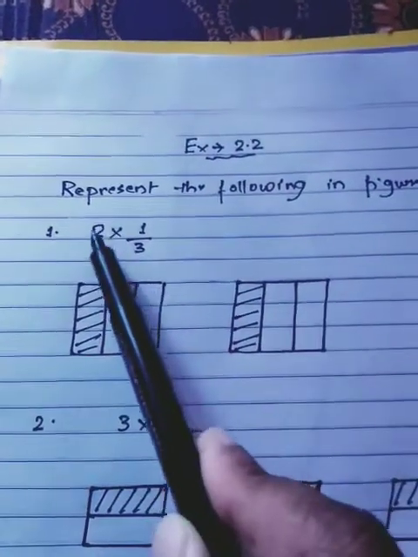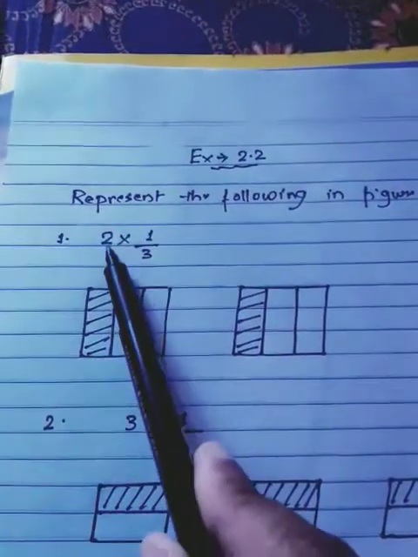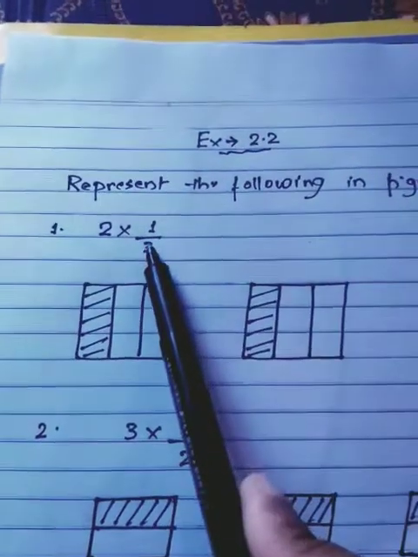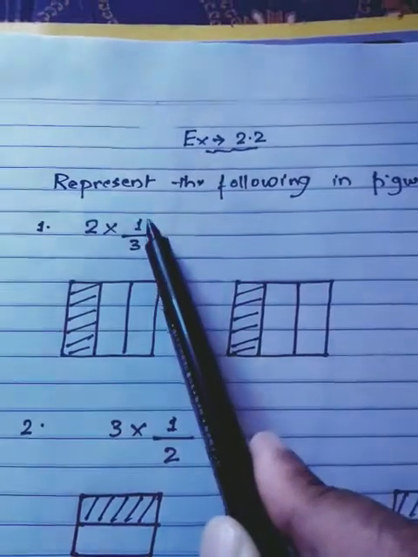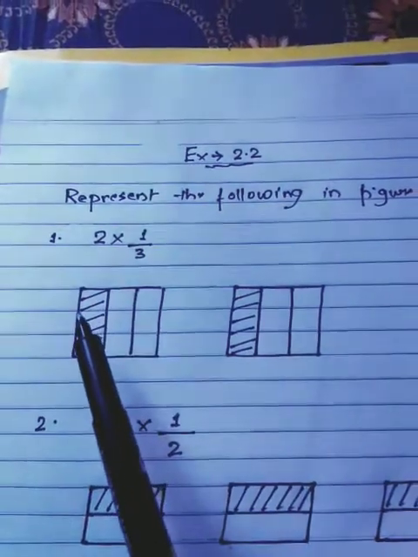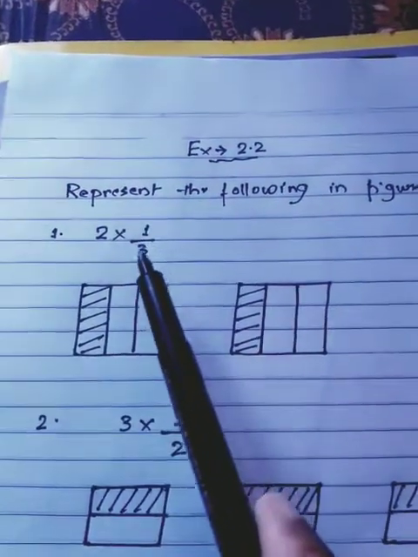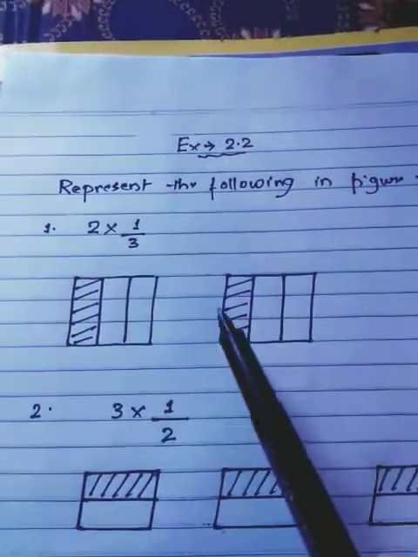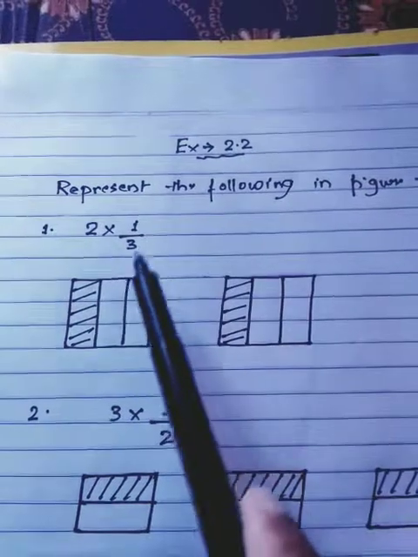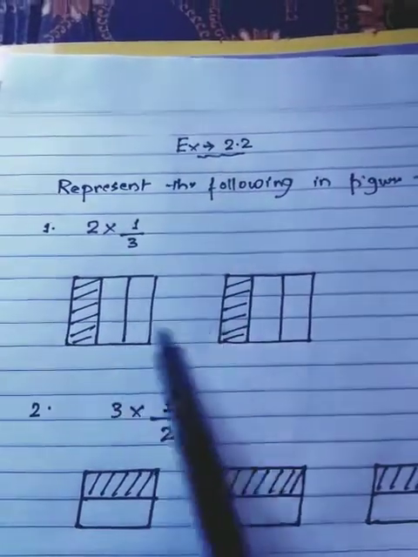Fine. So 2 represents the number of figures. This 3 will represent how many divisions will be there in each figure, and this 1 will represent how many parts will be shaded in each figure. That is 1. So see, in each figure one part only is shaded. So this is how you represent 2 into 1 by 3 in figure form.